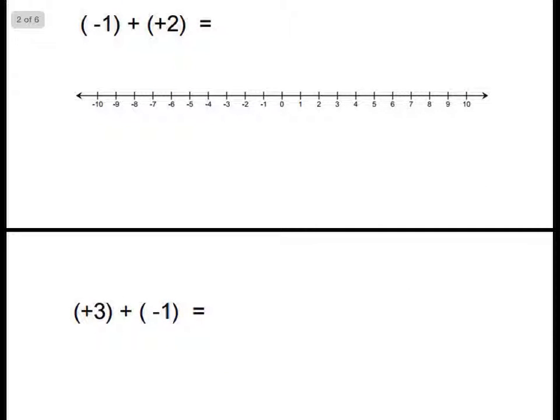So let's start with the first point. The first number is -1, so we put a point on -1. Here it is. Now we're going to move to the left or the right. In this case it's positive, so we're going to move to the right. How many? Well, we're moving to the right 2. 1, 2. And then we end up here at +1.